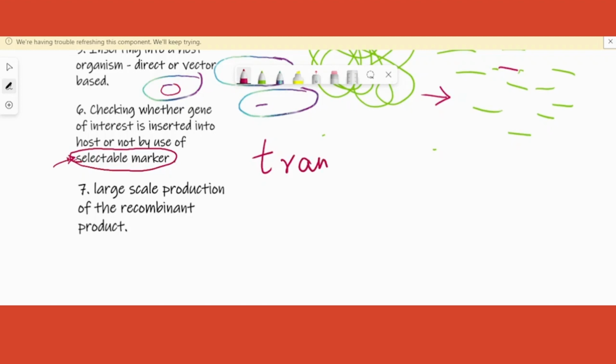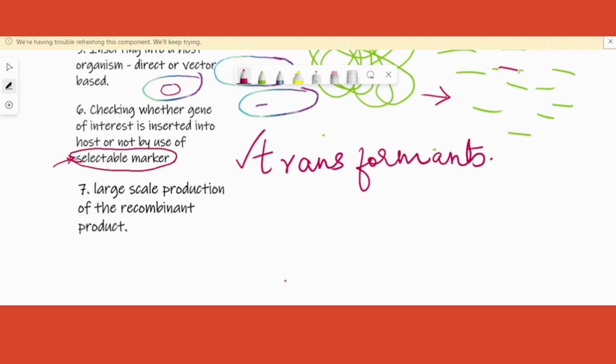or transformants, okay, transformants. What does that mean? The host organism which has taken up my gene of interest. The ones that have not taken it up, we are going to call non-transformants, and the ones that have taken it up, we are going to call transformants. Not transformers, transformants. All right.